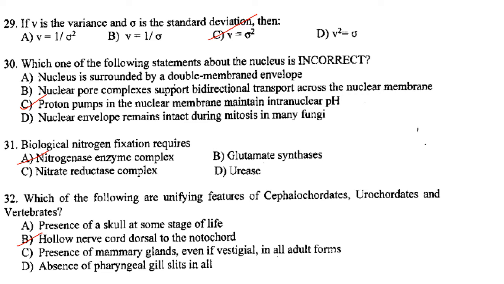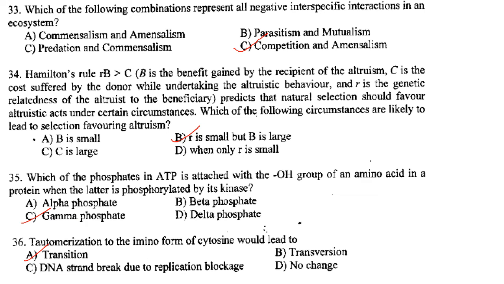Which of the following are unifying features of cephalochordates, urochordates and vertebrates? They have a hollow nerve cord dorsal to the notochord. Answer is option B. Then, which of the following combinations represent all negative interspecific interaction in an ecosystem?